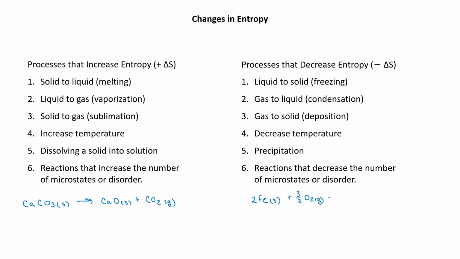So consider this reaction. While yes, you do have a solid as a reactant, you also have a gas which is very disordered or has many microstates, and you are forming a solid product with no gas. So overall, your reactants have more disorder, your products have more order, so this would be a process that decreases entropy. So finally, I want to talk about how we calculate entropy.